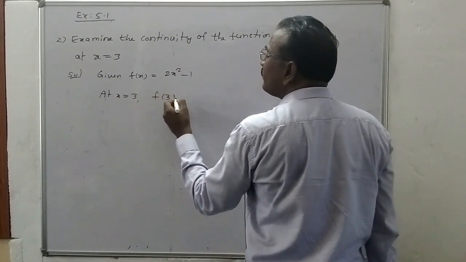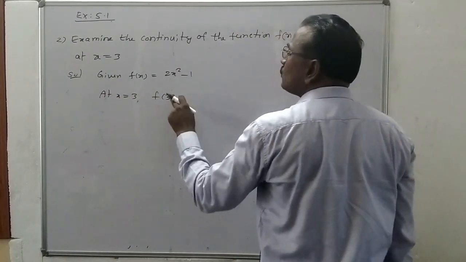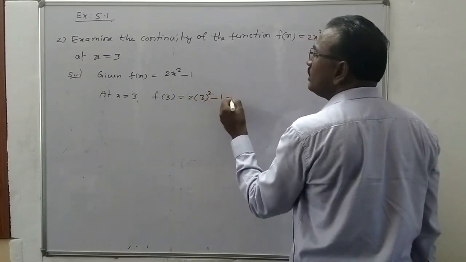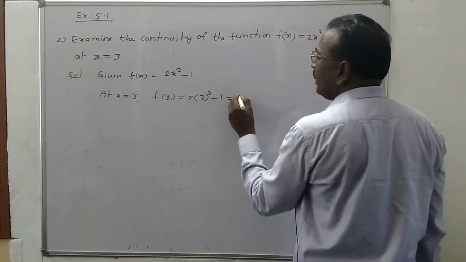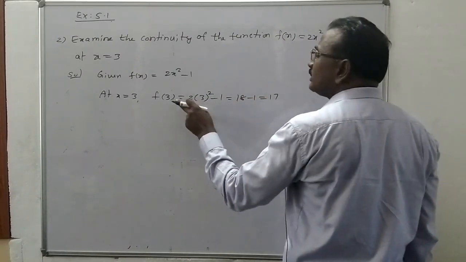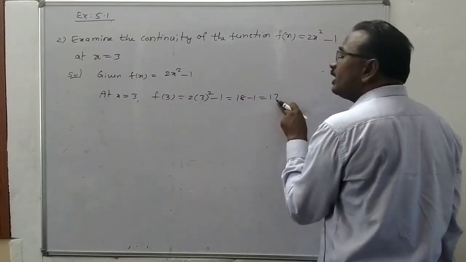Is the function defined at x is equal to 3 or not? F of 3 value is 2 into 3 squared minus 1. 3 squared value is 9. 9 twos are 18. 18 minus 1 is equal to 17. So the function is defined at x is equal to 3 because f of 3 value is a real number.